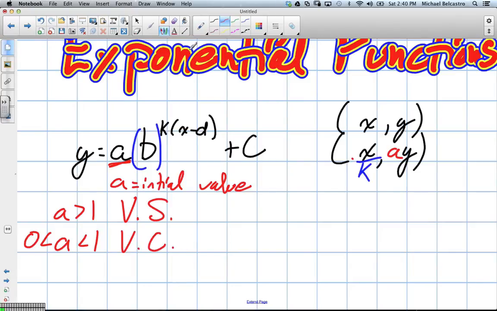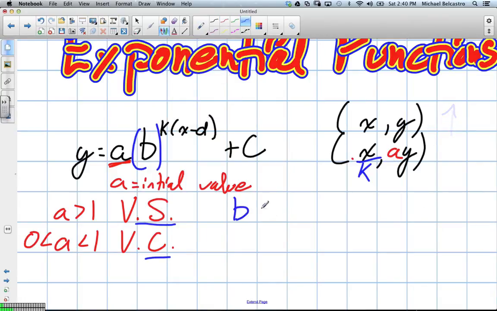One way you can do that is if you can draw the original function, you take each of the major y coordinates and multiply them by your a value. If it's less than 1, it's going to shrink their values. If it's greater than 1 when you multiply, it's going to increase all of their values, making it a vertical stretch or compression.